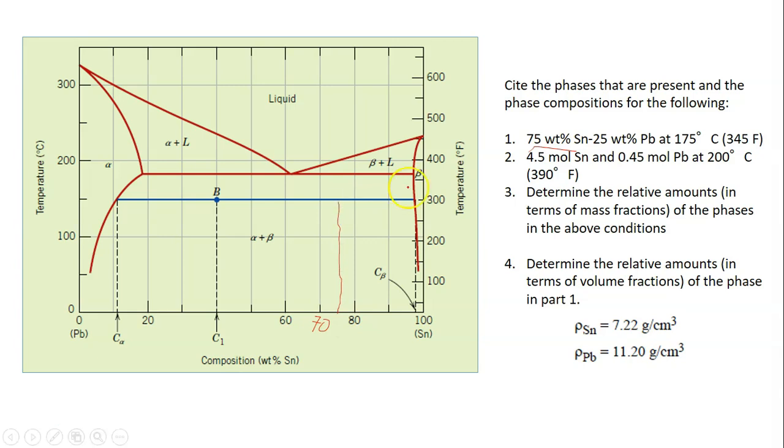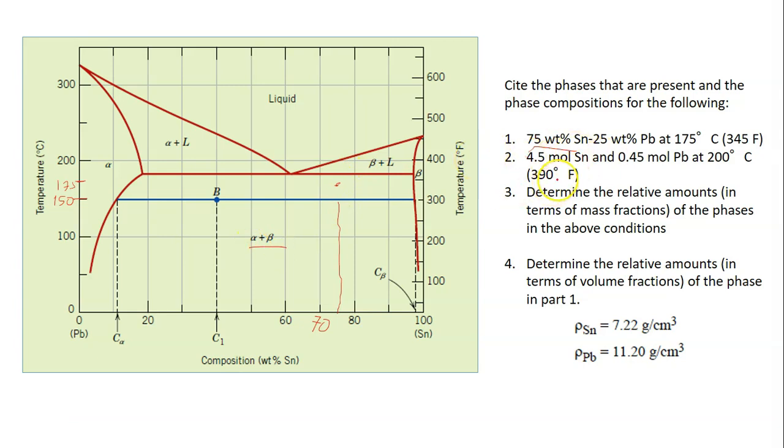Okay, and 175. So this is 150. 175 is somewhere around here, probably 175. So this is the point. Okay, so cite the phases that are present. So what are the phases here? It's just the solid solution of alpha plus beta.